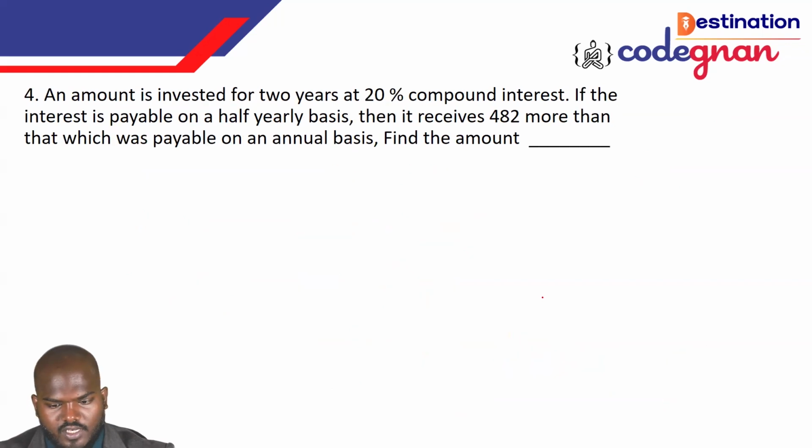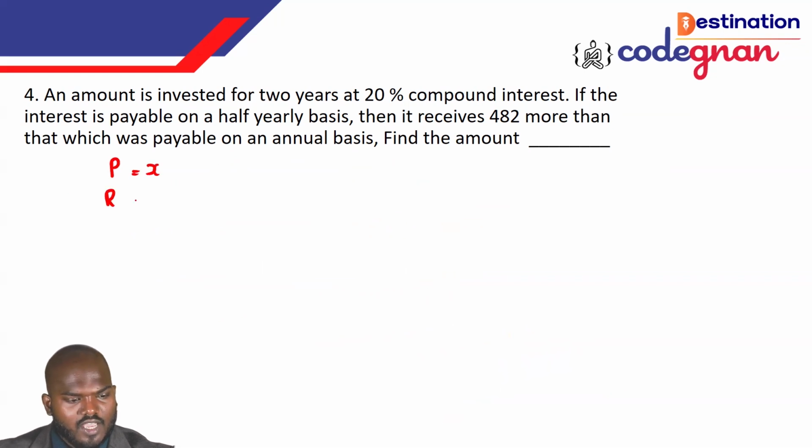Okay, so going to the question, guys: an amount is invested for 2 years. We don't know the principal. At 20% compound interest, if the interest is payable on a half-yearly basis, then it received 482 more than that which was payable on the annual basis. So find the amount. That is what they have given here. The principal amount I don't know, right? So I'm calling it x. The rate of interest they have given here is 20%.